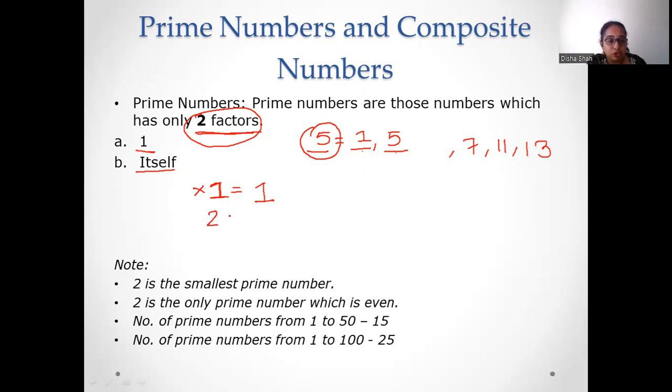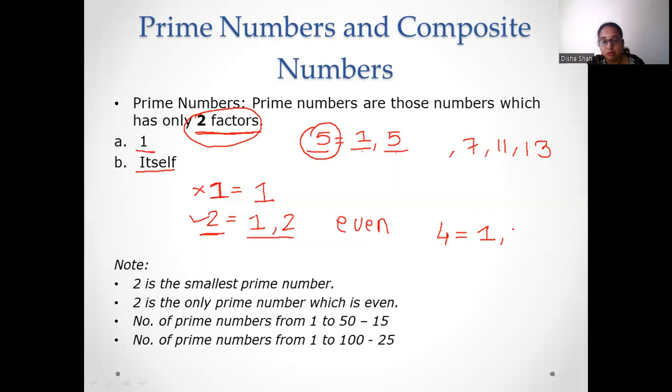What about 2? 2 has two factors. एक तो 1 और एक 2 खुद. इसके अलावा कोई और factor है possible 2 के? नहीं. So I can say, does this 2 satisfy the condition of a prime number? Yes, it is satisfying the condition of a prime number and hence 2 is a prime number. You need to understand that 2 is the smallest prime number and 2 is the only prime number which is even. Otherwise कोई भी even number prime number नहीं होता except 2. Because कोई भी even number के कम से कम 3 factors होंगे. जैसे कि I take the example of 4. How many factors of 4?